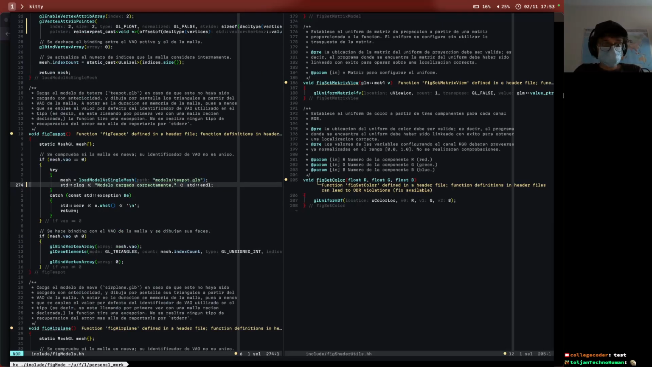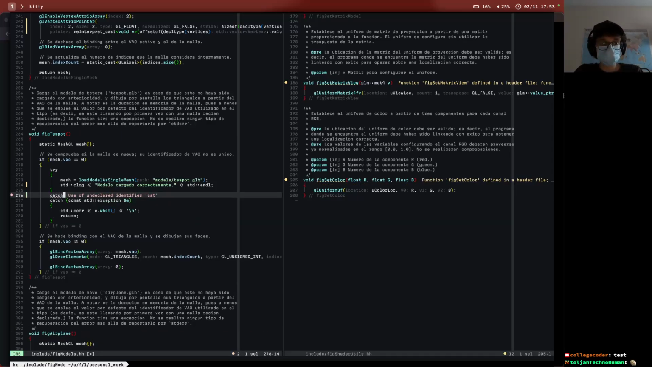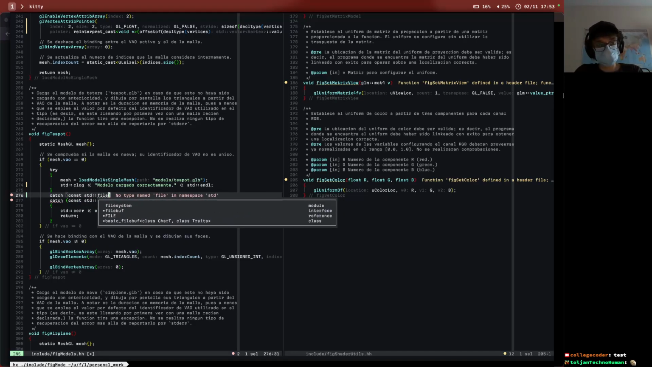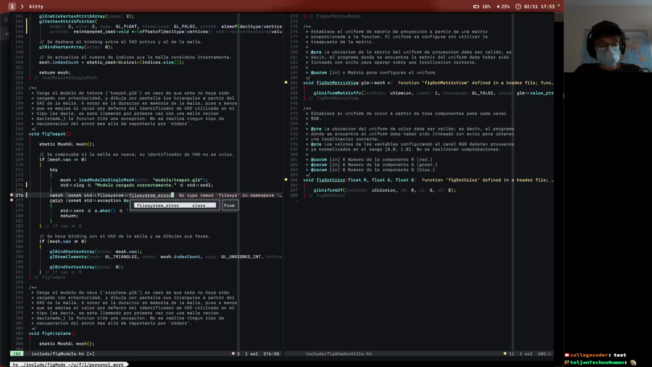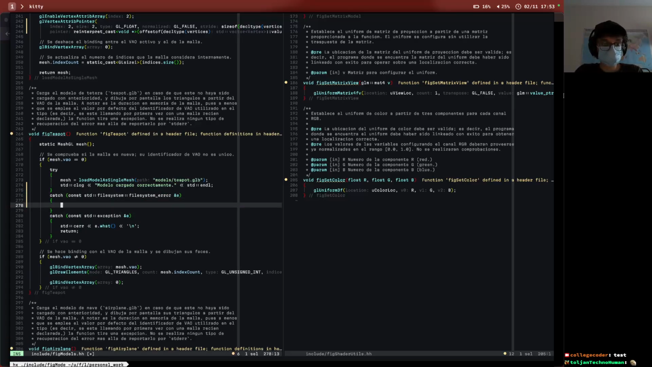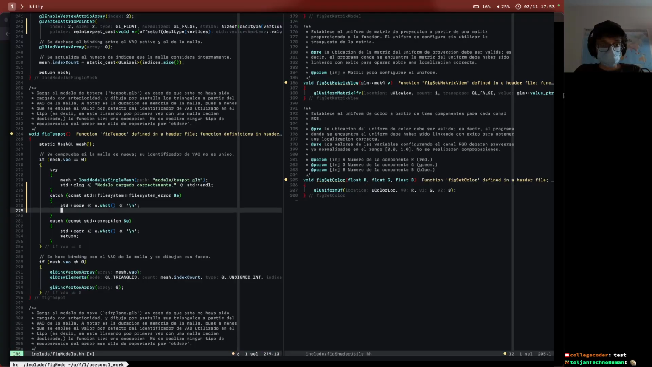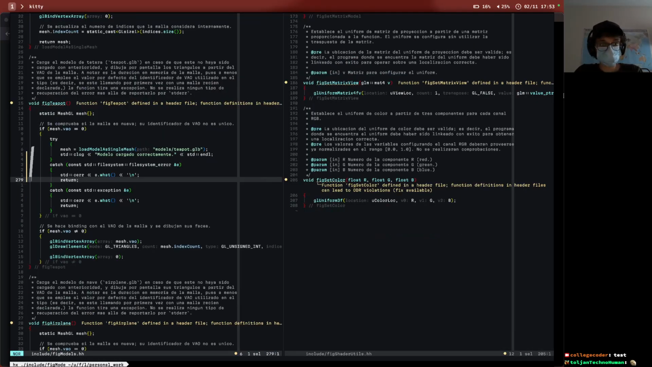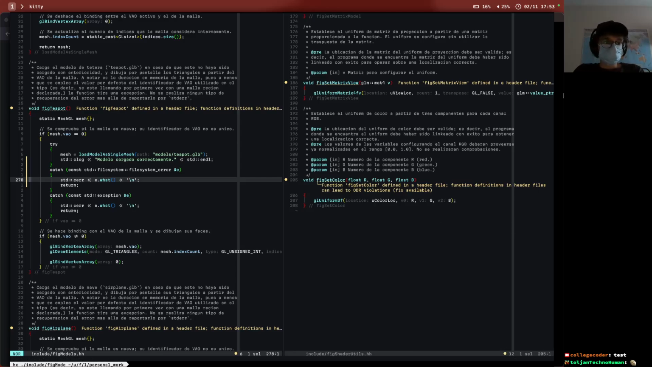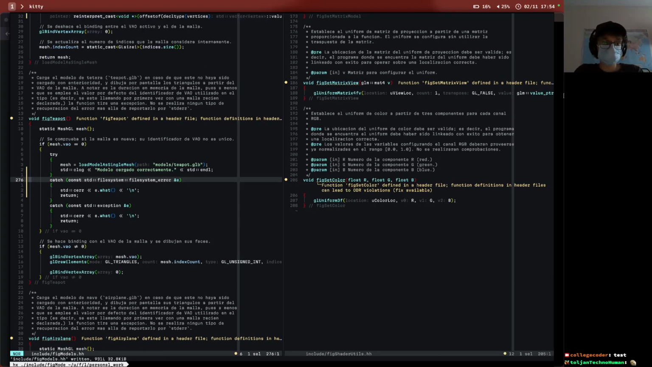I do have to catch another type of exception and make it so that it's above this one. So I can make const std::filesystem::error e and use cerr. And let me paste that there. So yeah, it uses that basically.